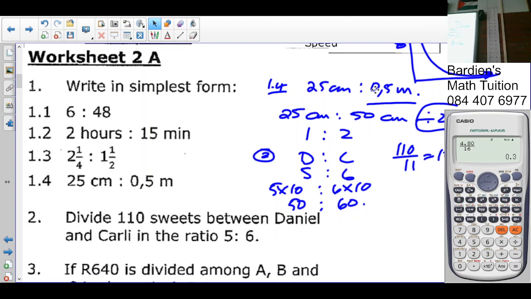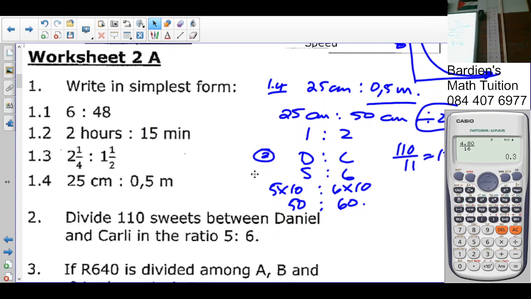In 1.4, we had to convert this to centimeters first. How many centimeters in a meter? 100. That's why I multiply 0.5 by 100, I get 50. So 25 is to 50, 25 is divisible by both, with the largest value. You could have done 5, but if you do 5, you're going to get 5 is to 10. You have to go 5 again, which is 1 is to 2.